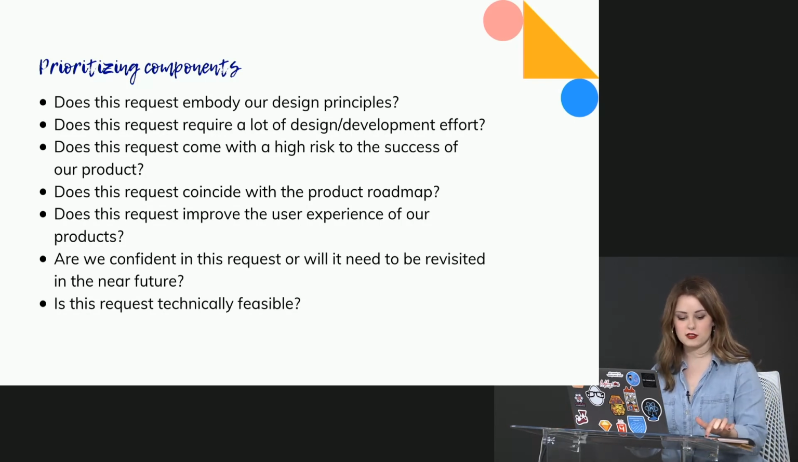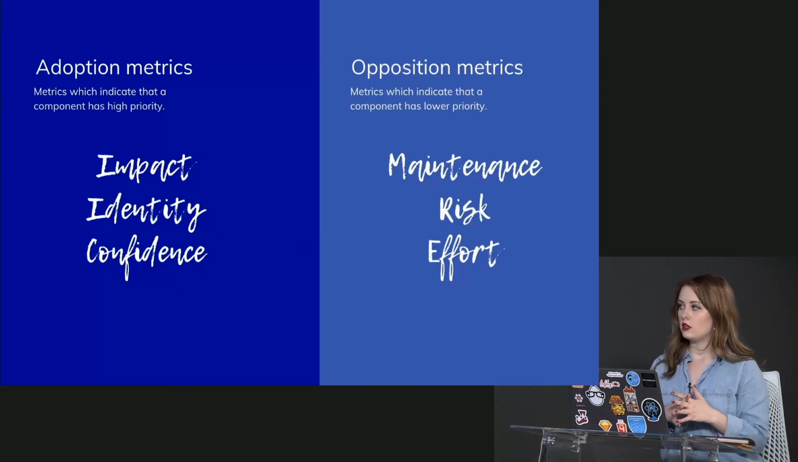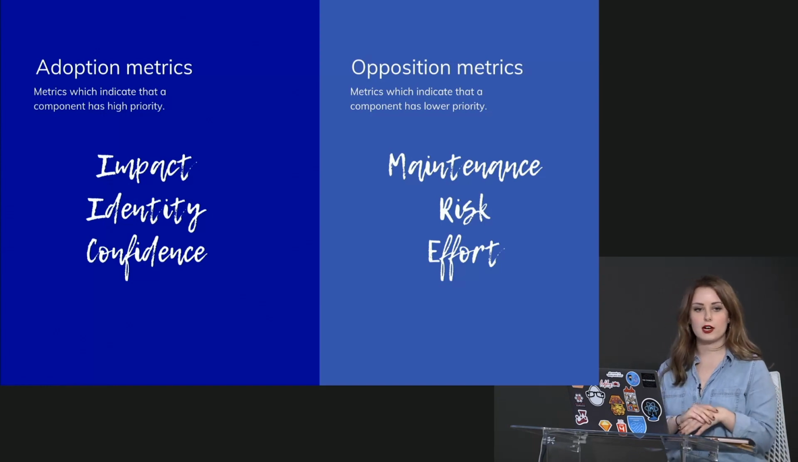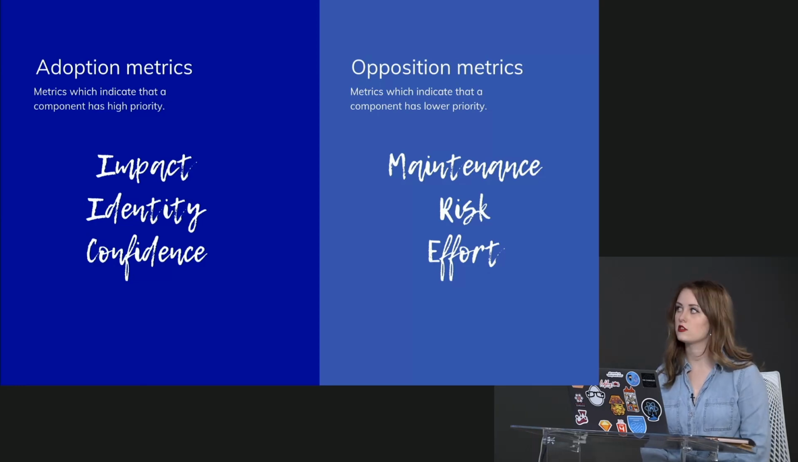So we can take these questions and turn them into impact statements. And then we're going to evaluate them on some metrics. So we've got two different kinds of metrics. We have adoption metrics that indicate this component should be prioritized. This is a great component to integrate. And we have opposition metrics. So these are ones that are saying, well, you might want to actually not focus on this right now. It has a lower priority. And we're going to examine these from impact, identity, and confidence, and maintenance, risk, and effort. Those are the metric areas.